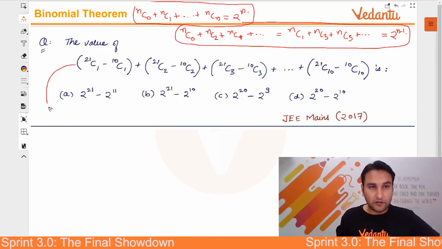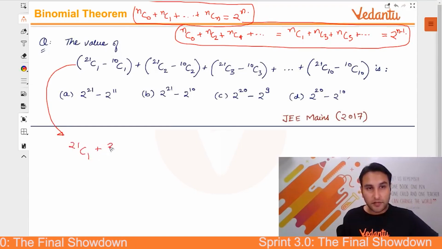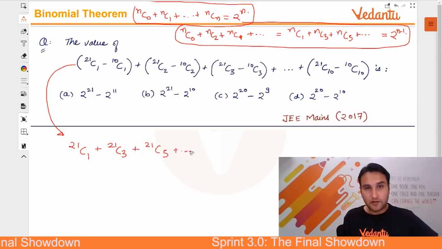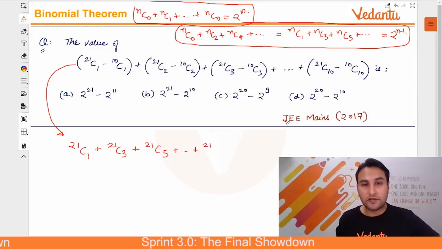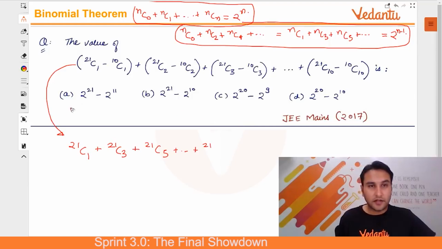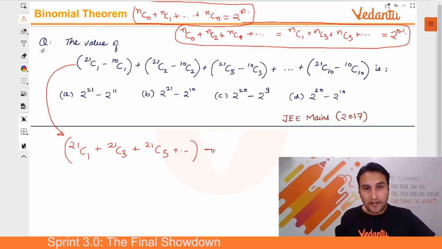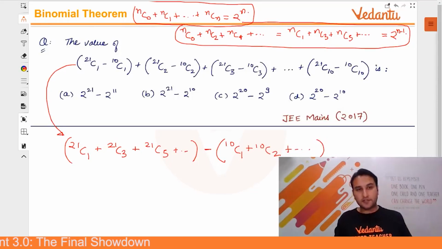If you look at it very, very carefully, do you realize what is written? 21C1 plus 21C3 plus 21C5 till 21C, where has it reached? 21C10. Look at this carefully, right? And minus 10C1, 10C2 and so on. Up to here is what you have. This is what you have.